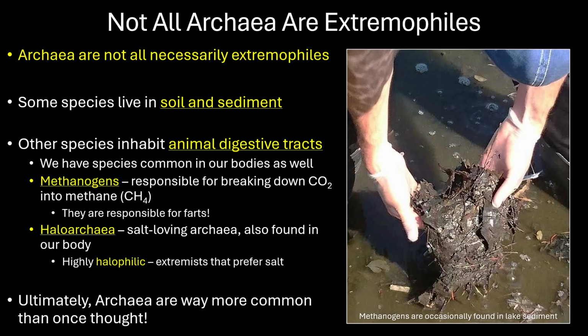These are salt-living archaea that are found in and mainly on our body, in places where we have a lot of salt, like on our skin. These are halophilic organisms. They're extremists that prefer high salt conditions. Ultimately, we used to think they were extreme in very specific ways, like extreme acid or extreme temperature, but they also live in conditions that we often think of as more tame, like the inside of our gut. So in actuality, archaea are a lot more common than we once thought.